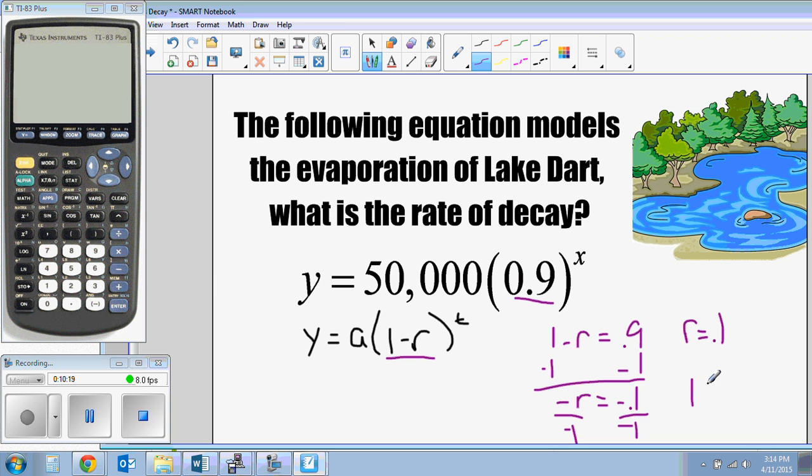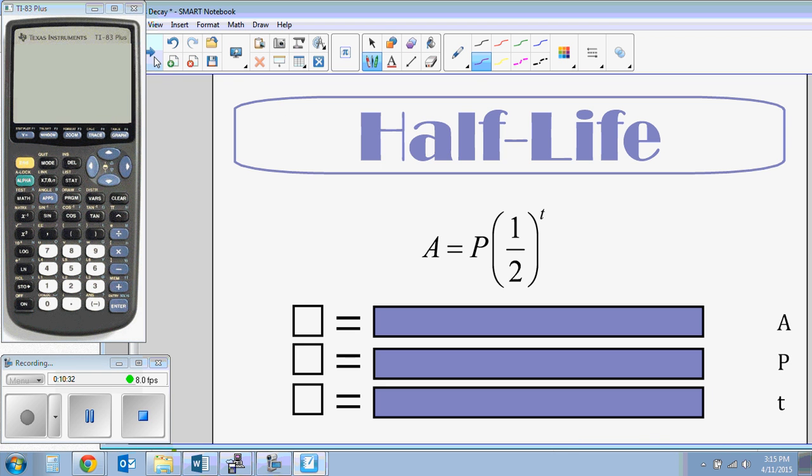So we're going to make this move the opposite way as we did the day before. This is 10% decay. There's easier ways to do this. This is just the easiest way to start off explaining how that works. So it is a 10% decay at Lake Dart.